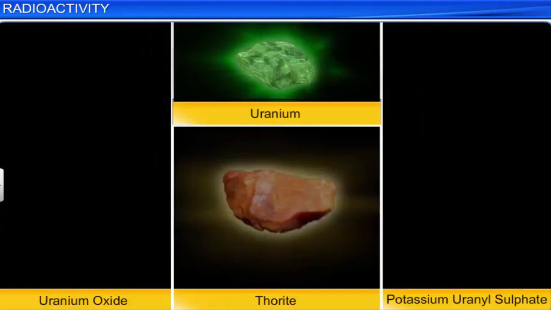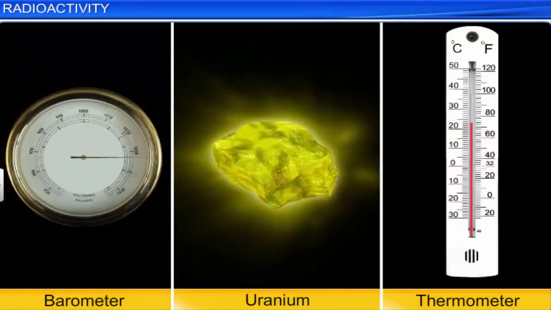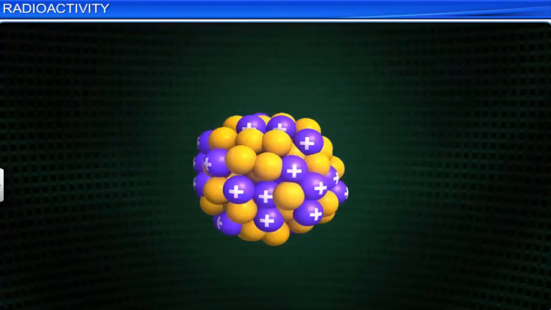It was experimentally found that uranium emitted these radiations irrespective of its state of chemical combination, and physical conditions such as temperature, pressure, etc. It showed that the phenomenon involved was related to its nucleus.